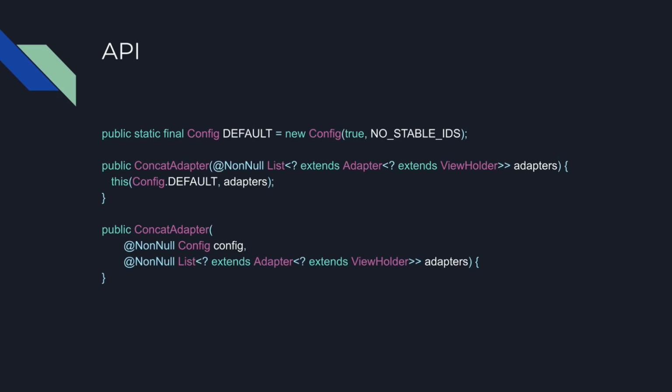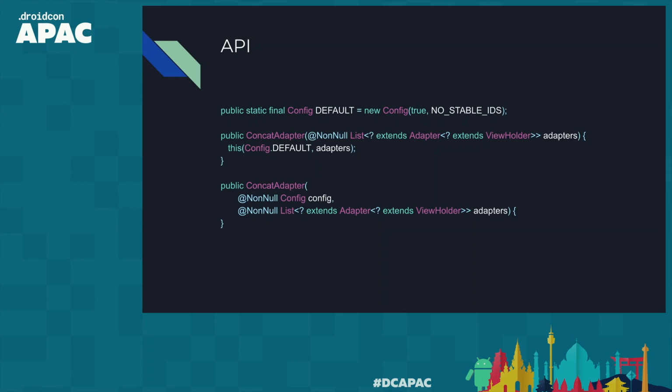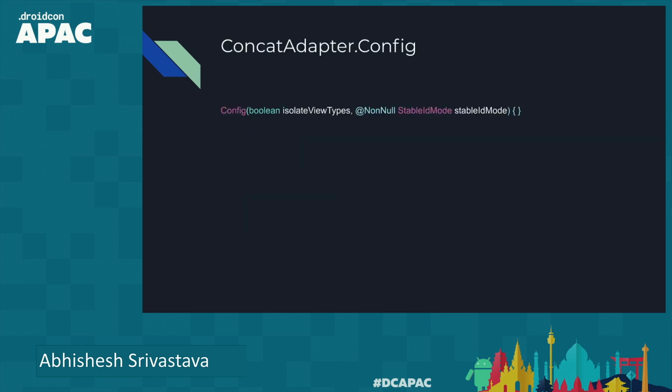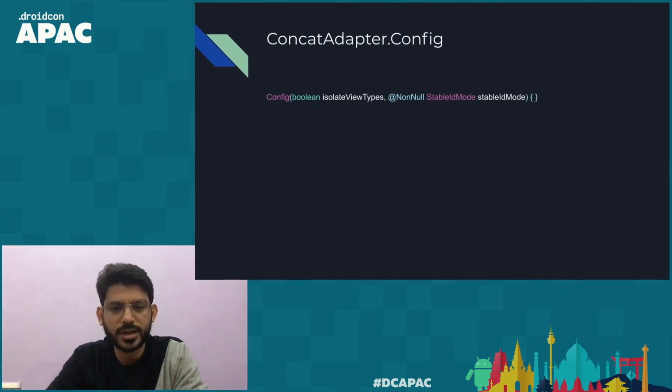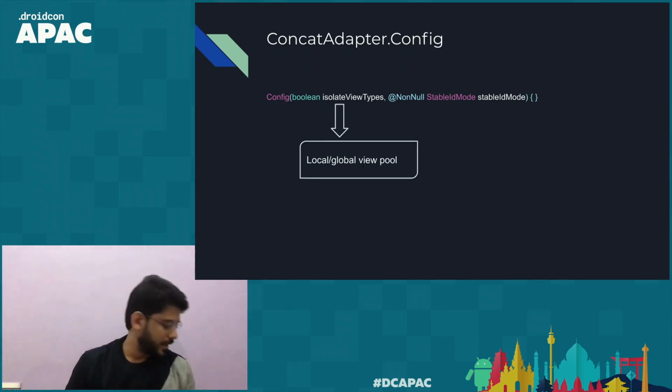Also, if you see the constructor APIs here, there is one constructor which accepts a list of adapters, then one constructor which accepts varargs of adapters, and then one more constructor which also accepts a config and a list of adapters. So let's look at what the config API does. Config basically takes two parameters. One is isolateViewTypes, and the second one is the stableIdMode. So let's look at what isolateViewTypes is.